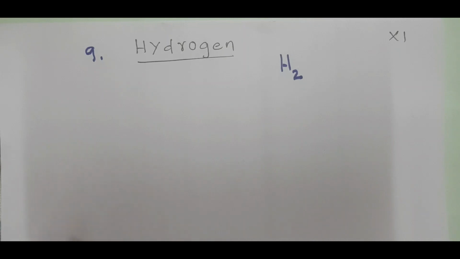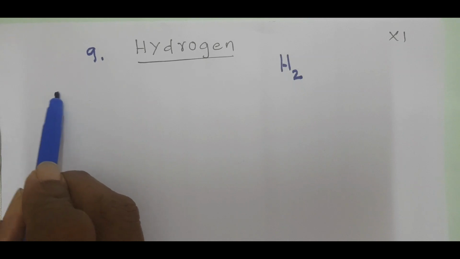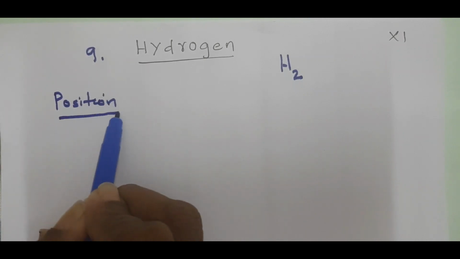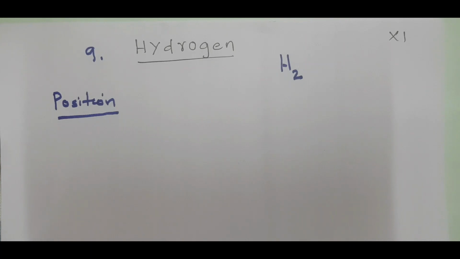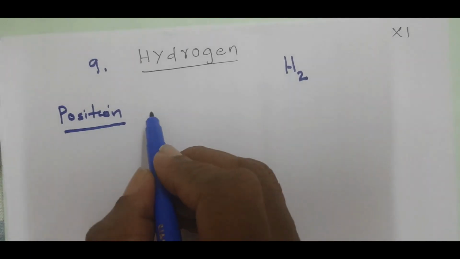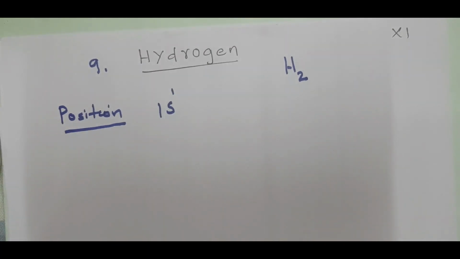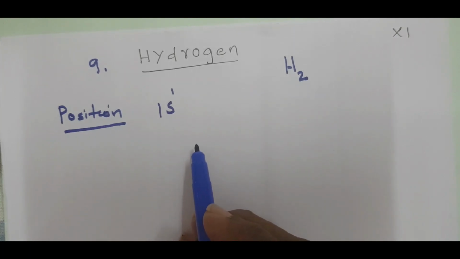And when you talk about the position of hydrogen, in the 10th standard you have come across a debate about the position of hydrogen in the periodic table. Where will you put this hydrogen in the periodic table? You have studied that hydrogen is the first element in the periodic table, isn't it? But it has an electronic configuration of 1s1, correct? 1s1.